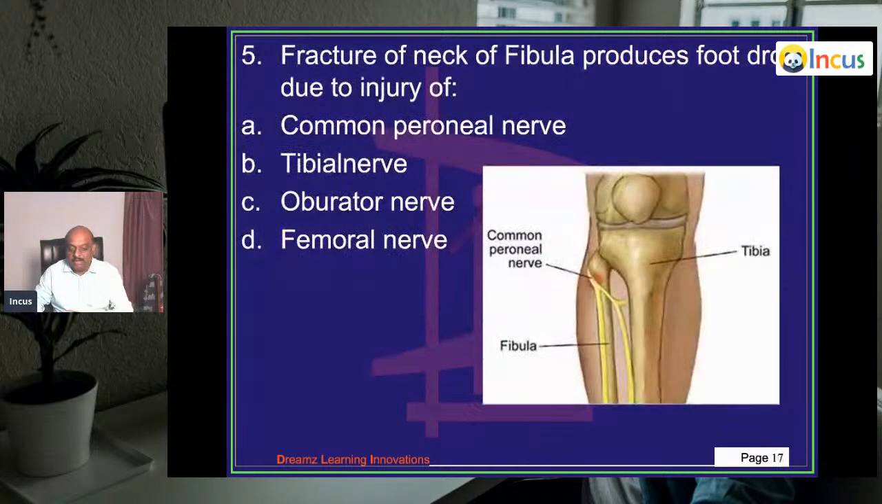Right? Now, fracture of the neck of the fibula produces foot drop. Why? What is the nerve which is being injured? It is one of the important questions.